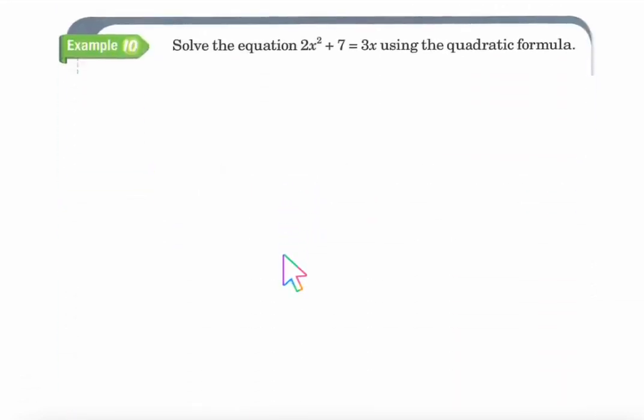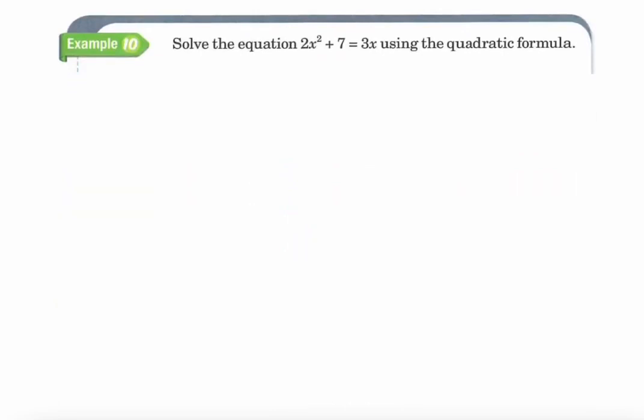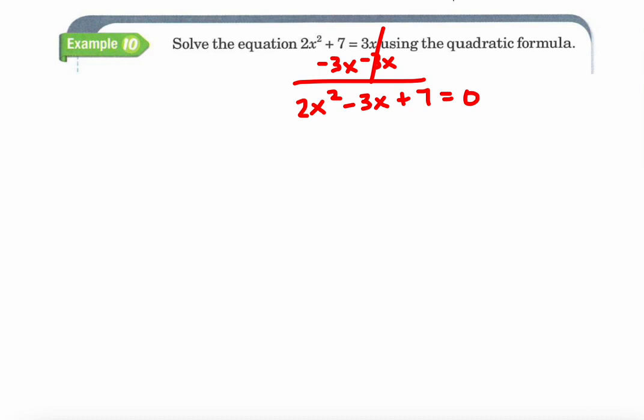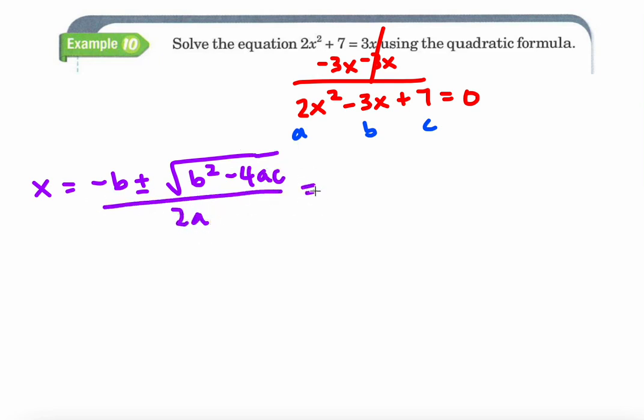All right, last problem we're going to go over. Solve the equation 2x squared plus 7 equals 3x using the quadratic formula. Pause the video and try it out on your own first. Okay, using the quadratic formula, I do need to move this 3x to the opposite side because I want it to be in a particular format where there is a 0 on the right-hand side so that I can then use my a, b, and c. Okay, using my formula, x equals negative b plus or minus the square root of b squared minus 4ac, all over 2a.